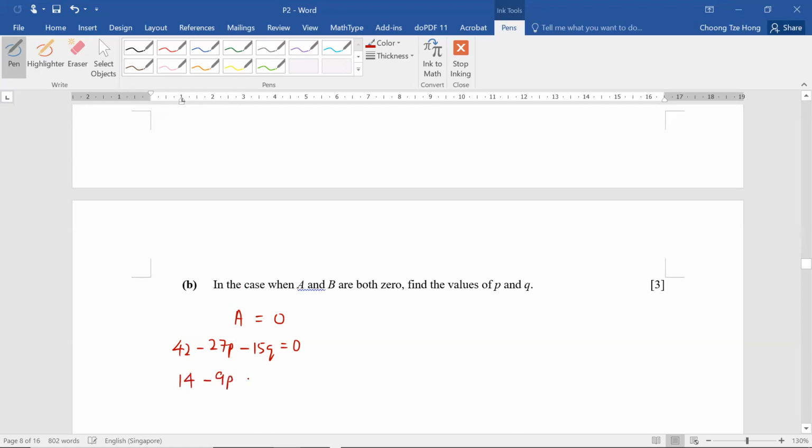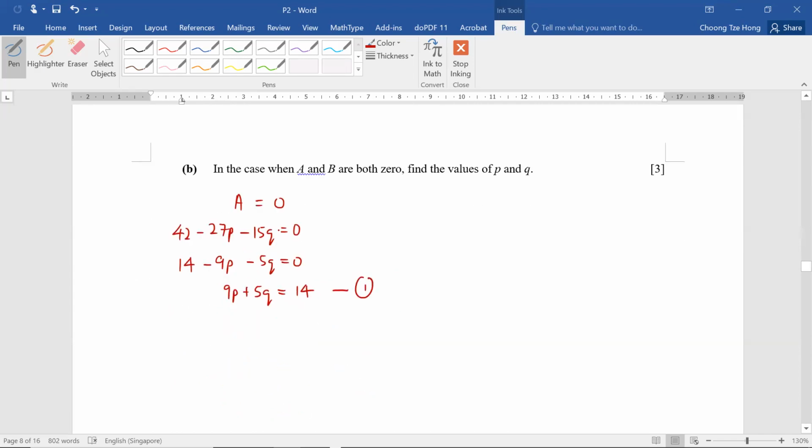So you get 9p plus 5q equals 14. We'll call this equation 1. Then for the next one, maybe I'll do it over here so we can see. So b is also equal to 0, so b is 45p minus 9q minus 36 equals 0. We can actually divide everything by 9.